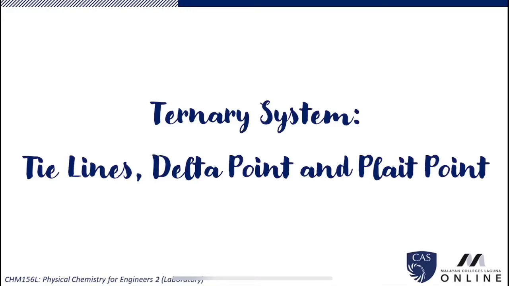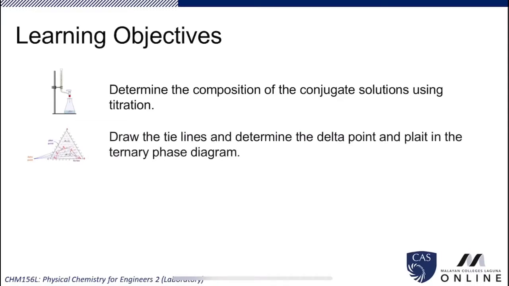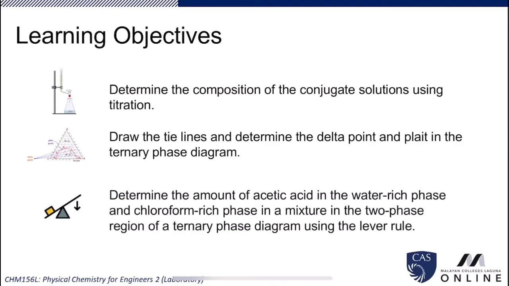Let's continue with the ternary system for this week. But in this case, we're going to deal with tie lines, delta point, and plait point. So we're going to determine the composition of the conjugate solutions using titration, and then we're going to draw the tie lines and determine the delta point and plait point in the ternary phase diagram. We're also going to determine the amount of acetic acid in the water-rich phase and chloroform-rich phase in a mixture of the two-phase region of a ternary phase diagram using the lever rule.